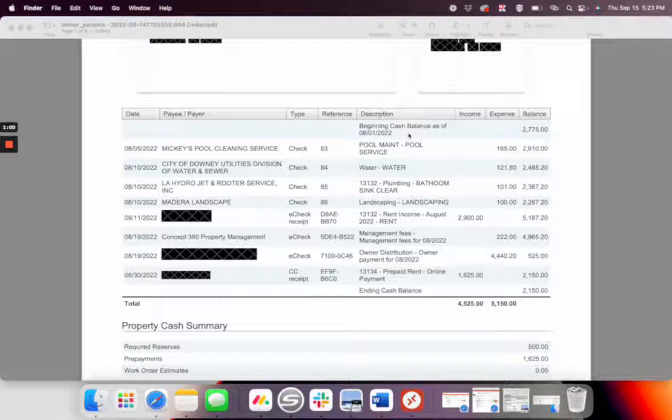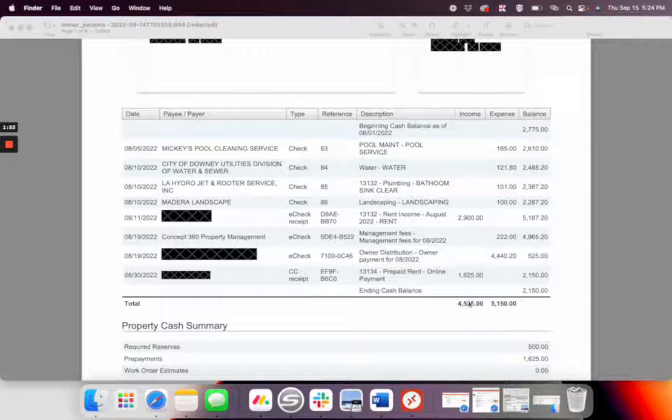You can see here at the top, we have a beginning cash balance as of 8/1/22 in the amount of $2,775. Ideally, and 99% of the time, this will match the ending balance as of your last statement. So as of 7/31 of 2022, the ending balance on that report would have said $2,775. The only exception to this would be if there was a payment made, typically a payment coming in, so a payment from a tenant, that happened after the time that the statement was posted. So any transactions that may have happened on 7/31 after that statement was issued could impact this beginning balance. But as I said, 99% of the time, this beginning balance will match the ending balance from that previous report.